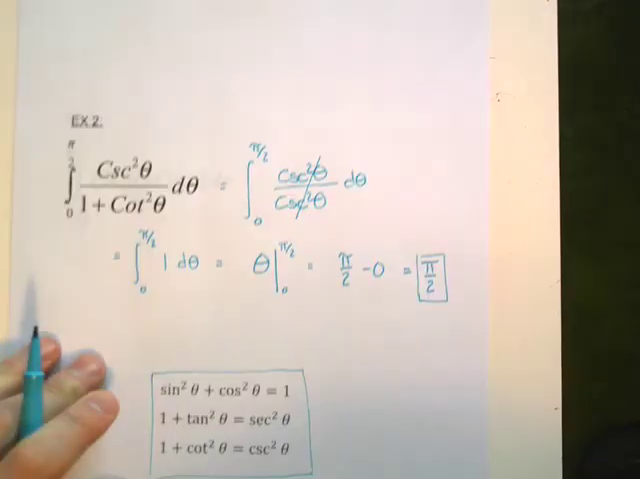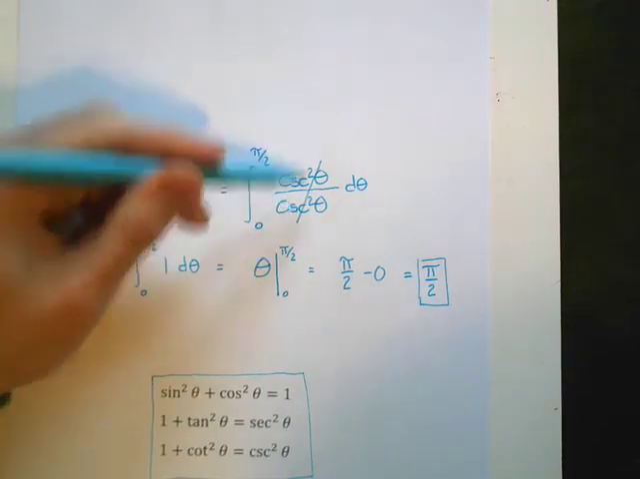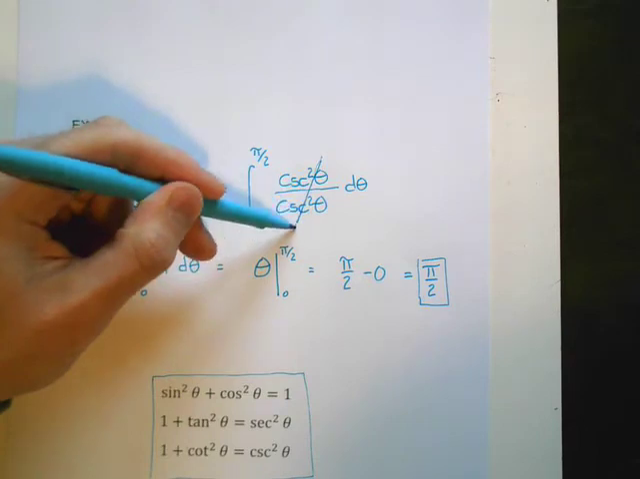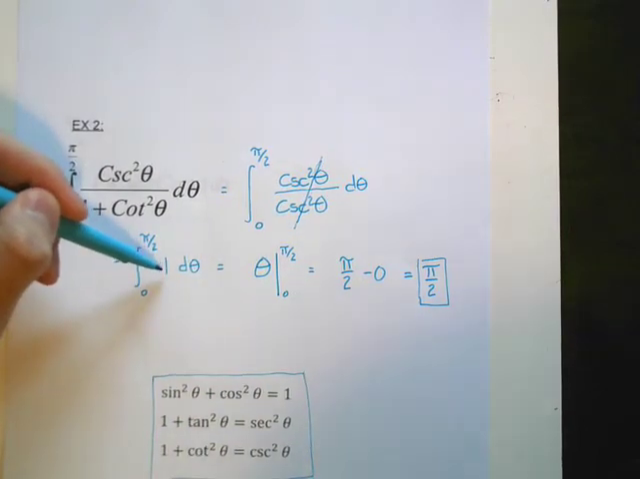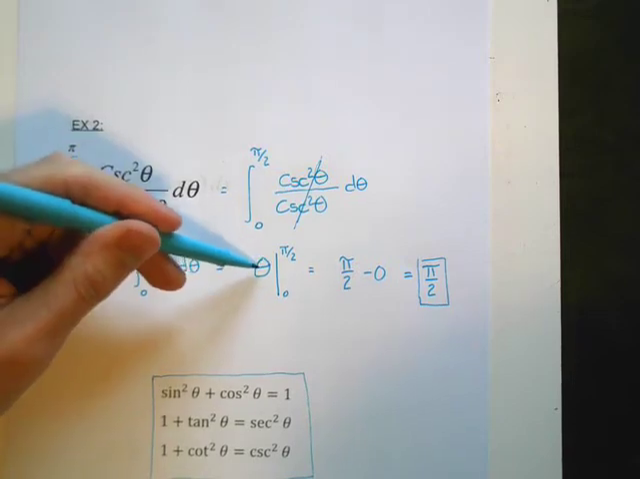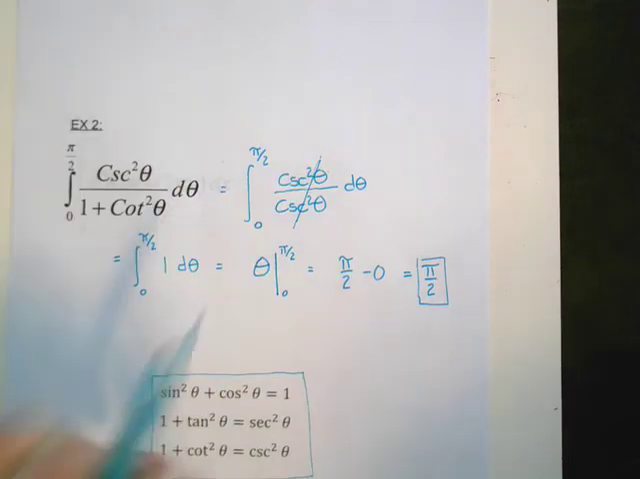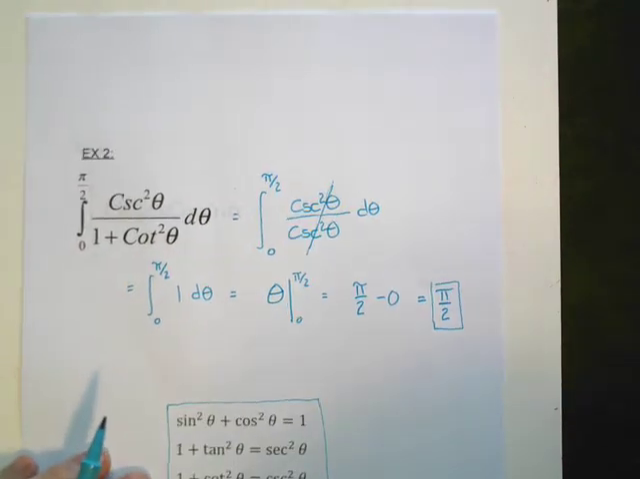Okay, so just to recap, I have 1 plus cotangent, I changed it to cosecant squared. That allowed me to simplify this fraction to just be 1. Okay, the integral of 1 d theta is just theta. Then I took my boundaries, plugged them in, and got my pi over 2.